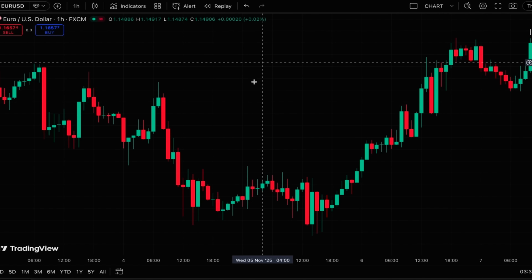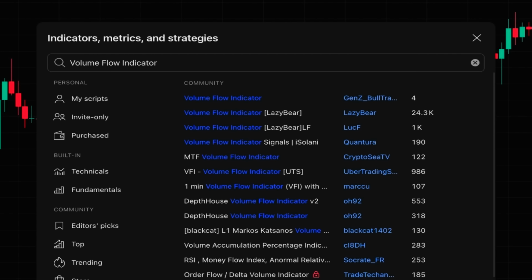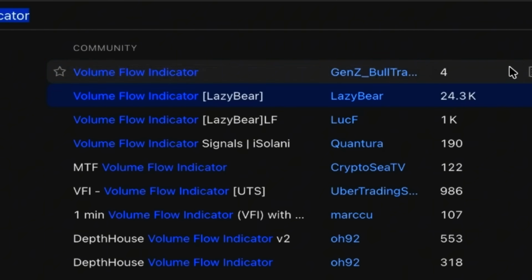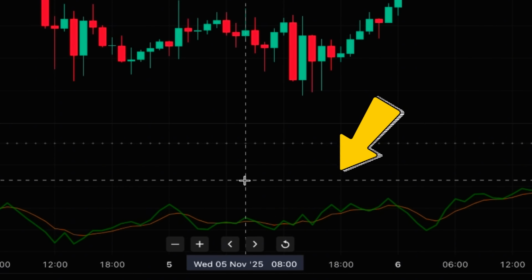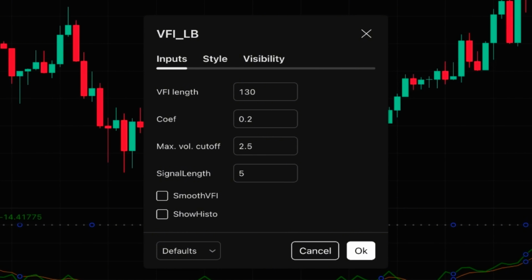On TradingView platform, here you just need to click on indicators and search volume flow indicator, this one, which is written by Lazy Bear, and you can see that it is a popular indicator on TradingView platform. Alright, this is the indicator, and as you can see, it's added here below the chart. First, we go to the settings of the indicator to make some changes.